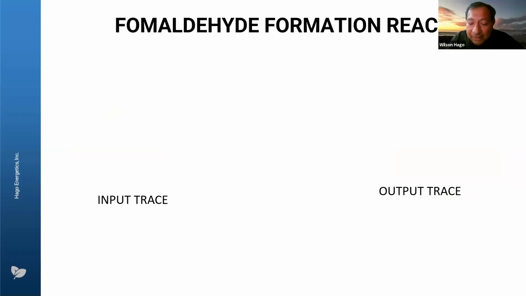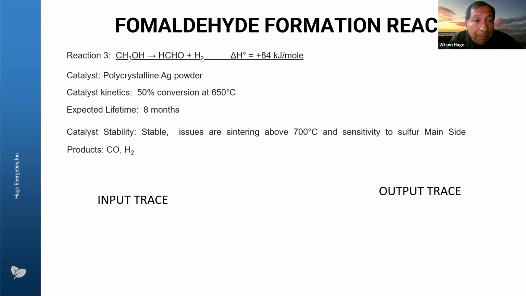Okay, the next step was to convert the methanol to formaldehyde. The good thing about our approach is we didn't have to do any separation. Once we have the methanol-water mixture, we feed it directly to the methanol-to-formaldehyde reactor. The basic reaction we used forms formaldehyde and a little bit of hydrogen from the methanol, using a polycrystalline silver catalyst. The conversion was 50% at 650 Celsius, and this should be a fairly stable catalyst.